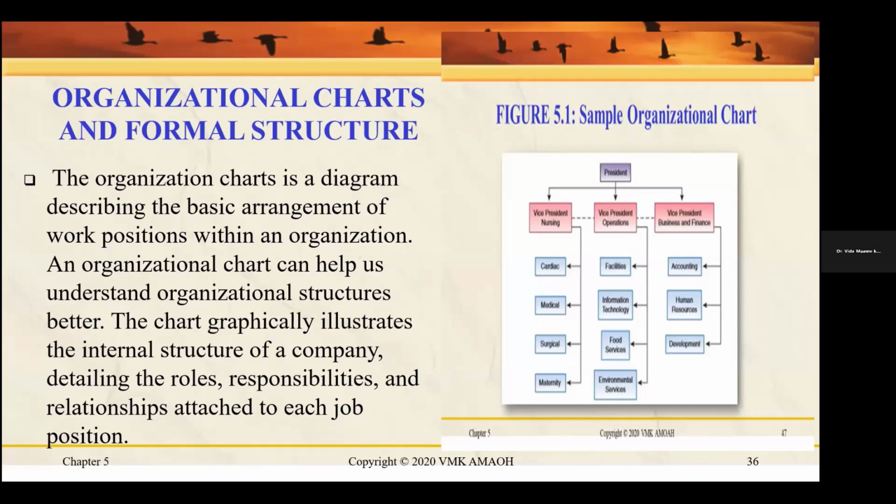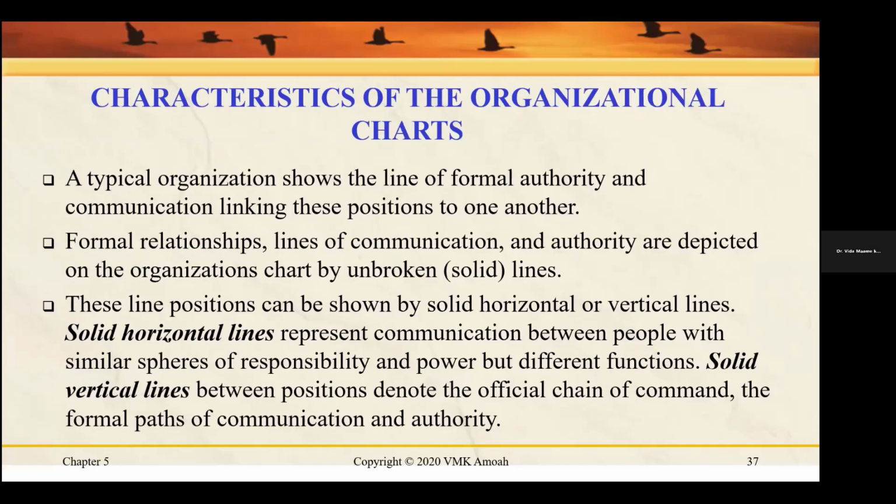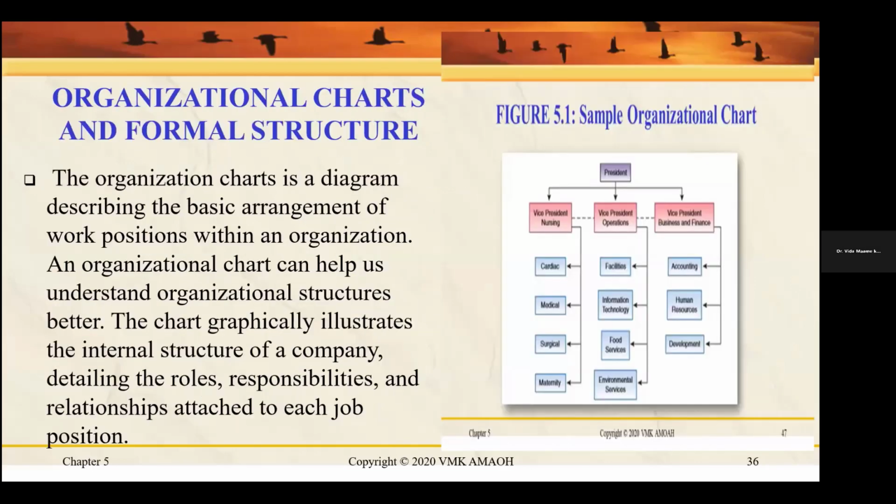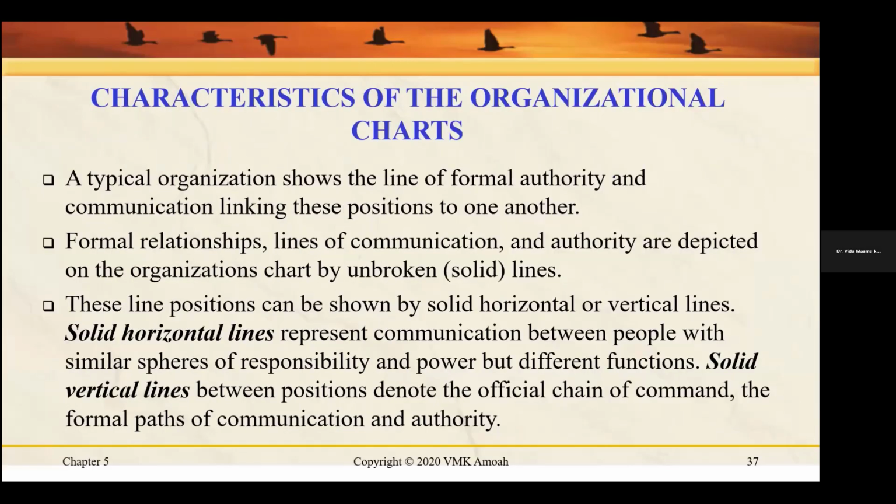Solid horizontal lines represent communication between people with similar spheres of responsibility and power, but different functions. And you also have solid vertical lines. Solid vertical lines between positions denote the official chain of command. You know chain of command. I've taught you chain of command, the formal part of communication and authority. So now you know chain of command. So these are the characteristics of the organizational charts.